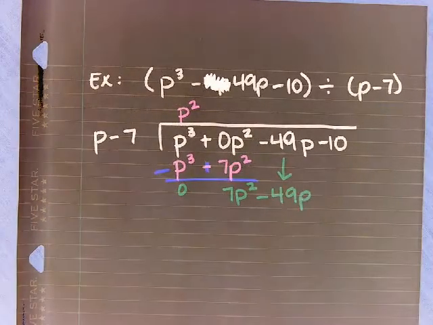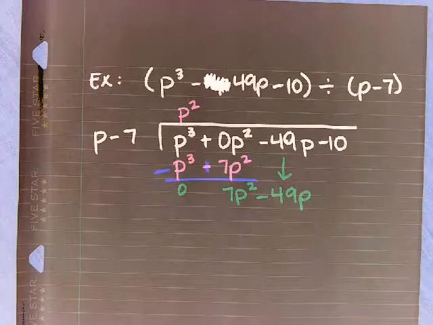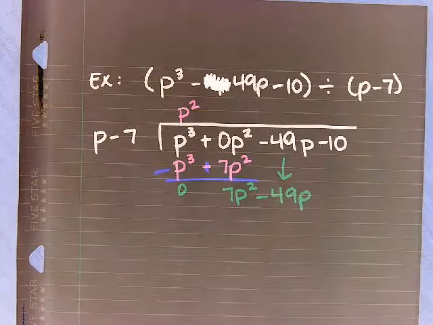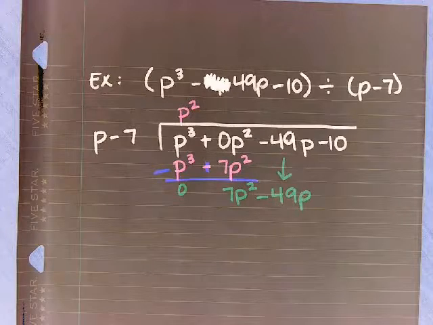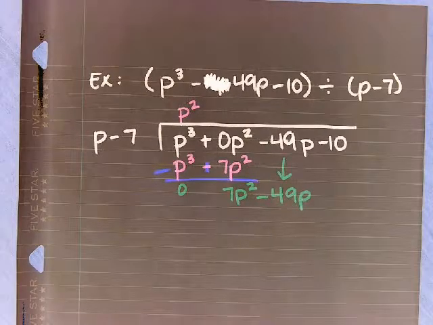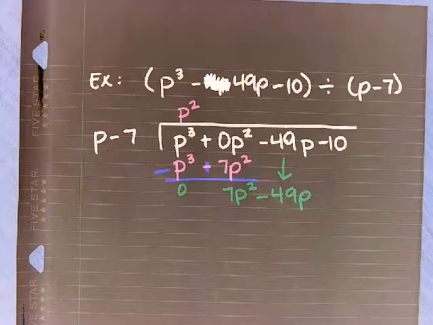Go ahead and do the next step from start to finish. So figure out what should go on top. Multiply it by the front. Line it up underneath. Draw the line, change the signs.